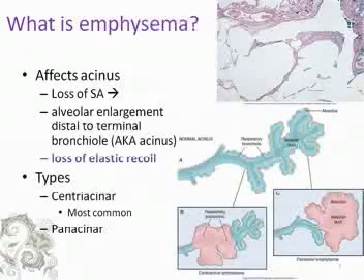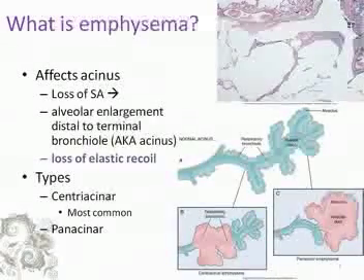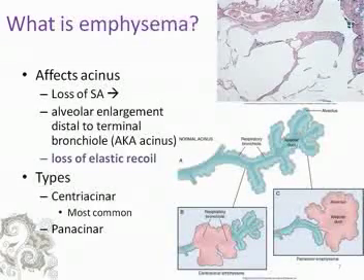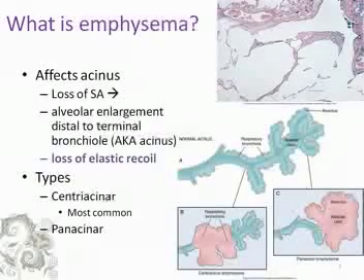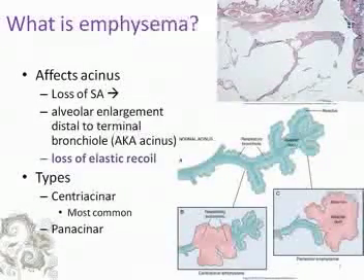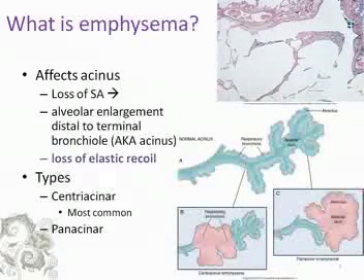First up is emphysema. What is emphysema? Okay, it affects the acinus. You essentially have a disorganization of the alveoli. You lose surface area. You have enlargement or swelling of the alveoli, typically distal to the terminal bronchi or bronchioles.